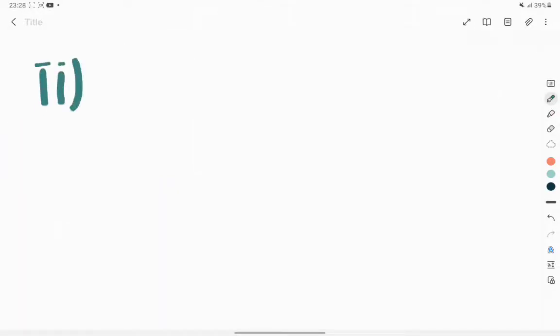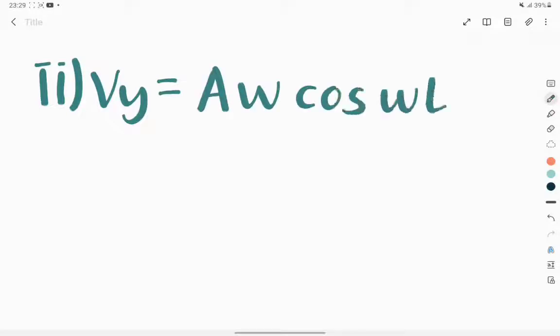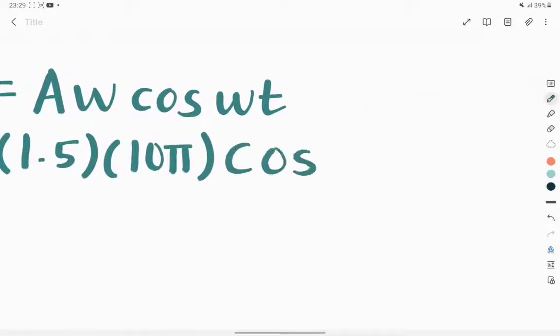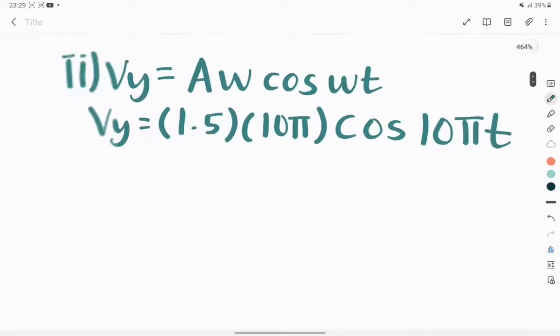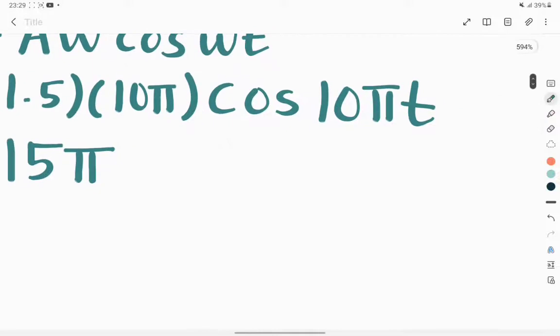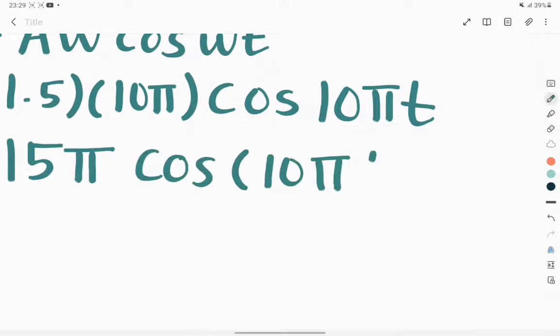Question number 2. Vy equals A omega cos omega t. Vy equals 1.5 times 10 pi cos 10 pi t. Vy equals 15 pi cos 10 pi t.